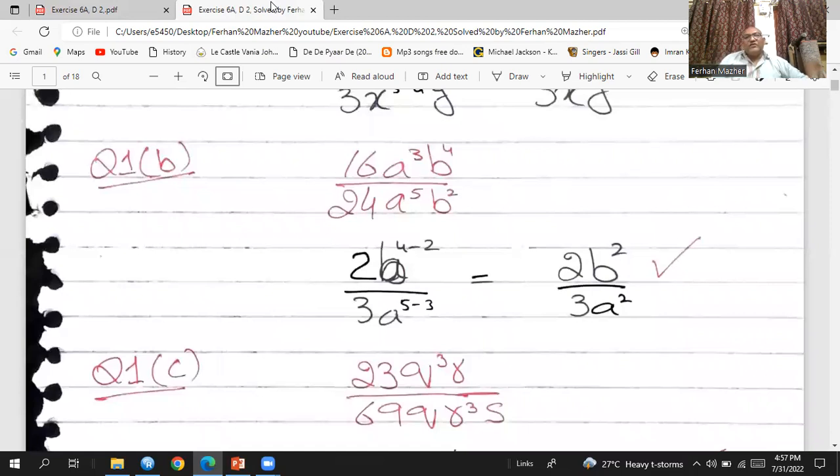So 16, 24, they are cancelled with the table of the 8. And for b, I have written in the numerator b raised to power 4 minus 2. And for the a, I have written the a in the denominator, and I have written a raised to power 5 minus 3. So it will be 2b squared divided by 3a square. So that is how you will do this question.